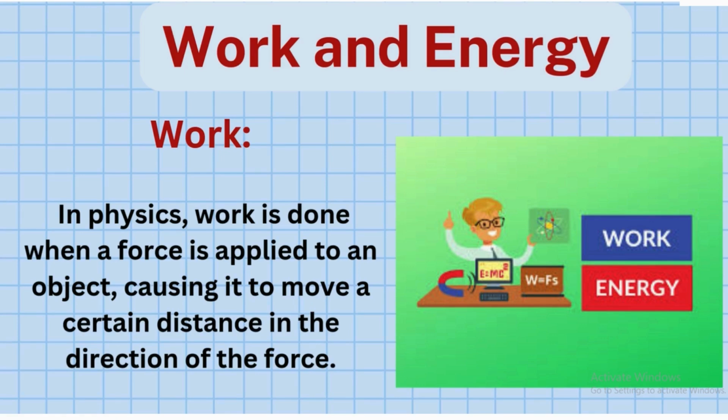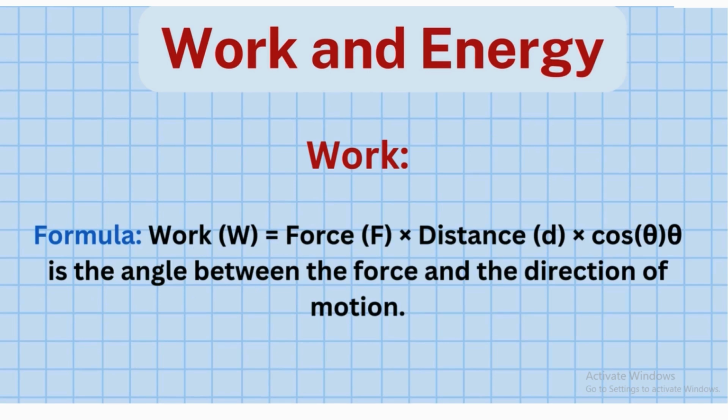It means that when a force is applied on an object, it will move toward the direction of that force. Work can also be defined with the help of this formula. For example, work is equal to force times distance times the cosine of the angle. This is the angle between the force and the direction of the motion.